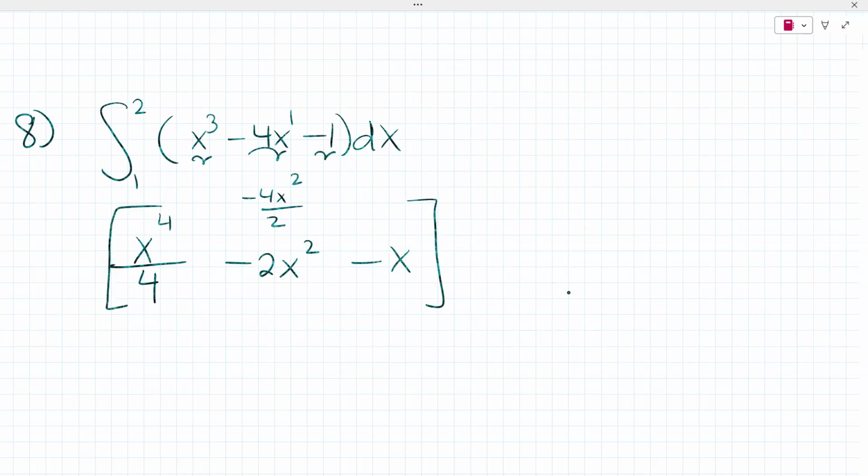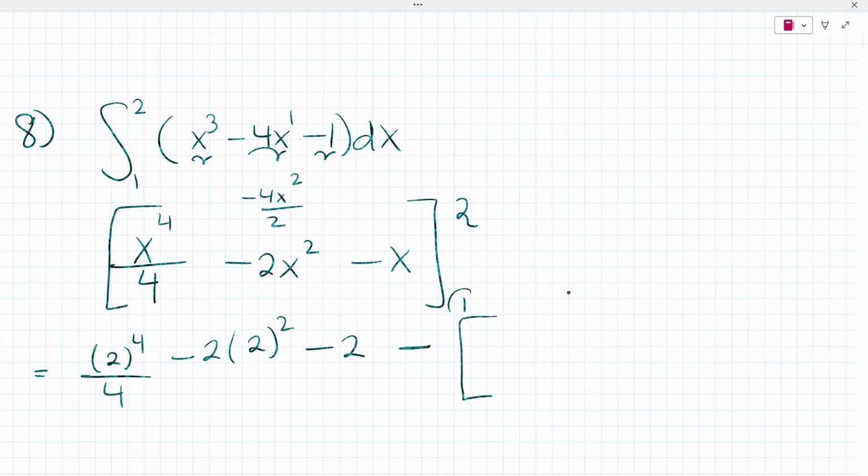So my lower boundary is 1 and my upper boundary is 2. So do the upper minus lower. So it's going to be 2 to the 4th over 4 minus 2 times 2 squared minus 2. And then minus, and then you apply the bracket, and then you apply the lower boundary. So this is going to be 1 to the 4th over 4 minus 2 times 1 squared minus 1.